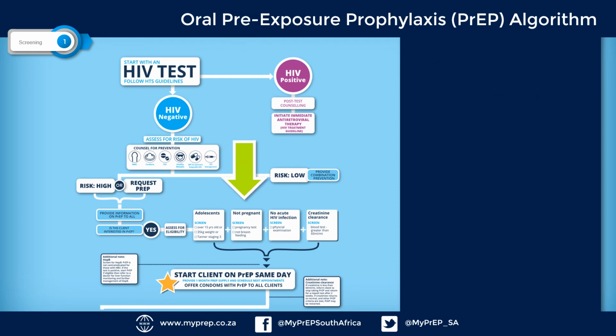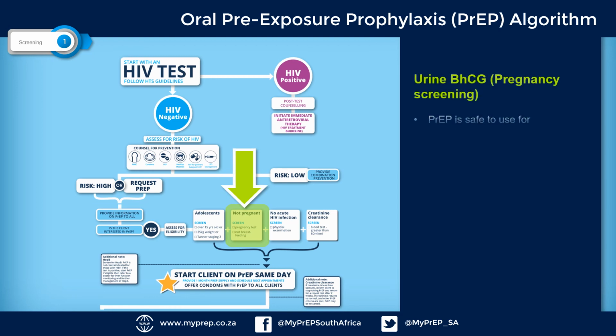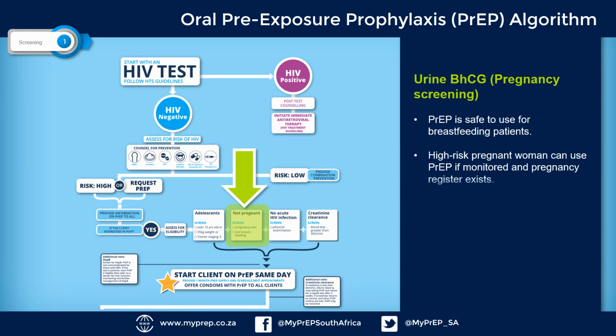You should do a pregnancy test before initiating someone on PrEP. Current guidelines suggest that high-risk breastfeeding women can be initiated on oral PrEP with adequate counseling. The risk to the baby is very low, as there is minimal drug in the breast milk. High-risk pregnant women can also be offered PrEP in a setting where good vigilance can be ensured and a pregnancy register exists.